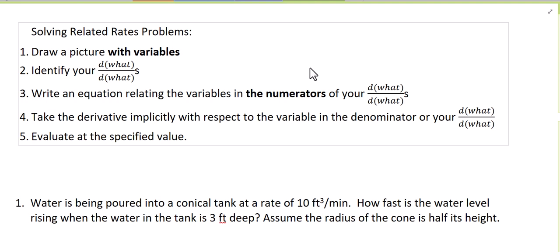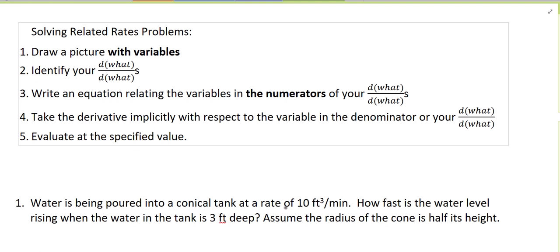numerators of your d-whats. So the problem is water is being poured into a conical tank at a rate of 10 feet cubed per minute. How fast is the water level rising when the water in the tank is 3 feet deep? And we're assuming that the radius of the cone is half its height. So first, let's draw a picture with variables.